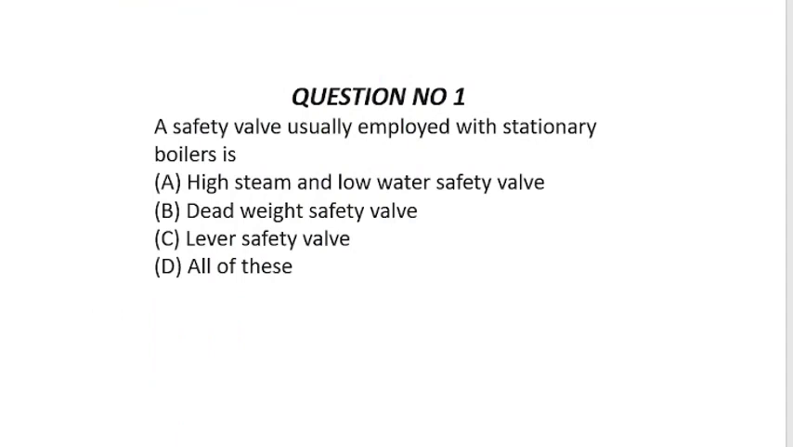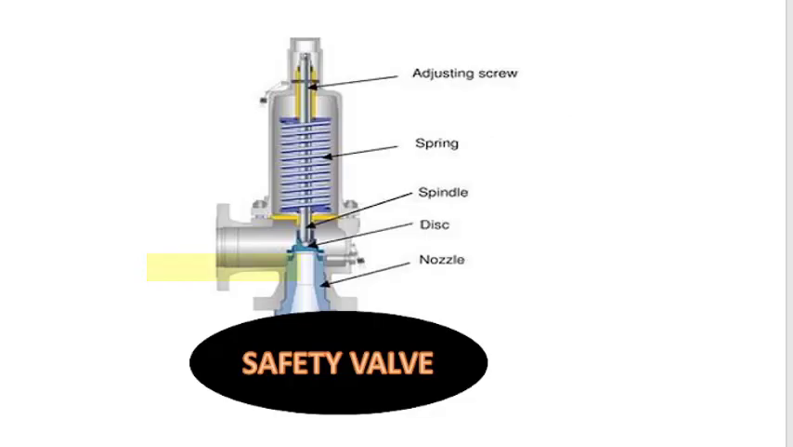Question number 1. A safety valve usually employed with stationary boilers is. Correct option is all of these. This is the arrangement of safety valve that is used in boilers.